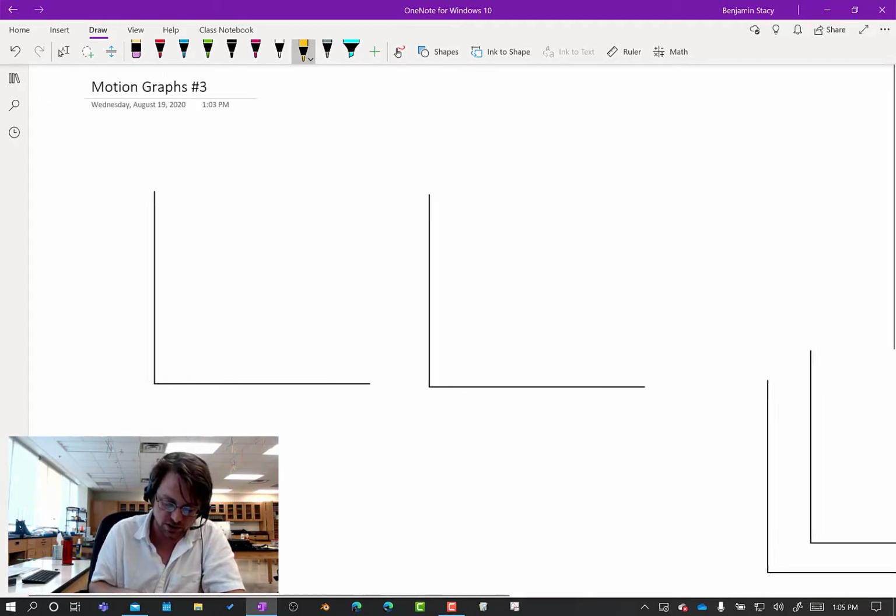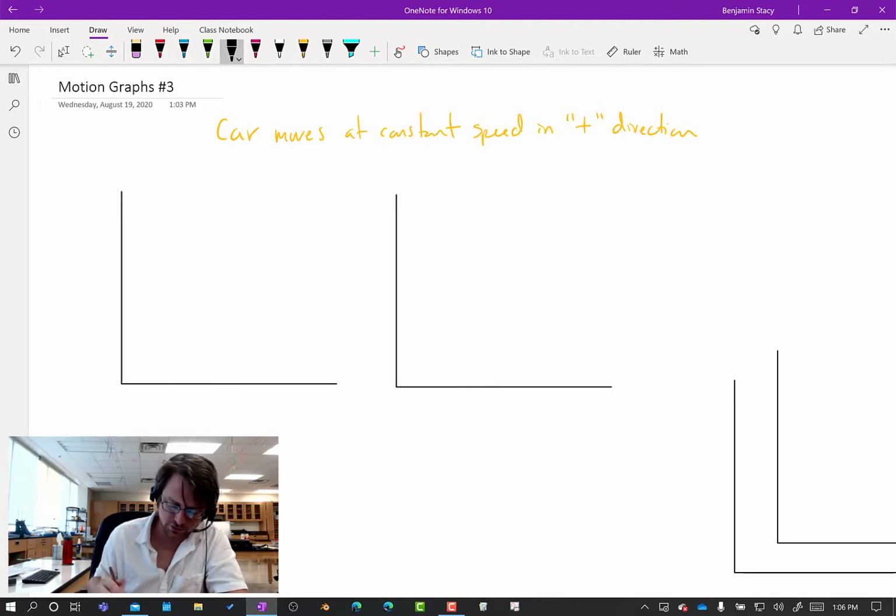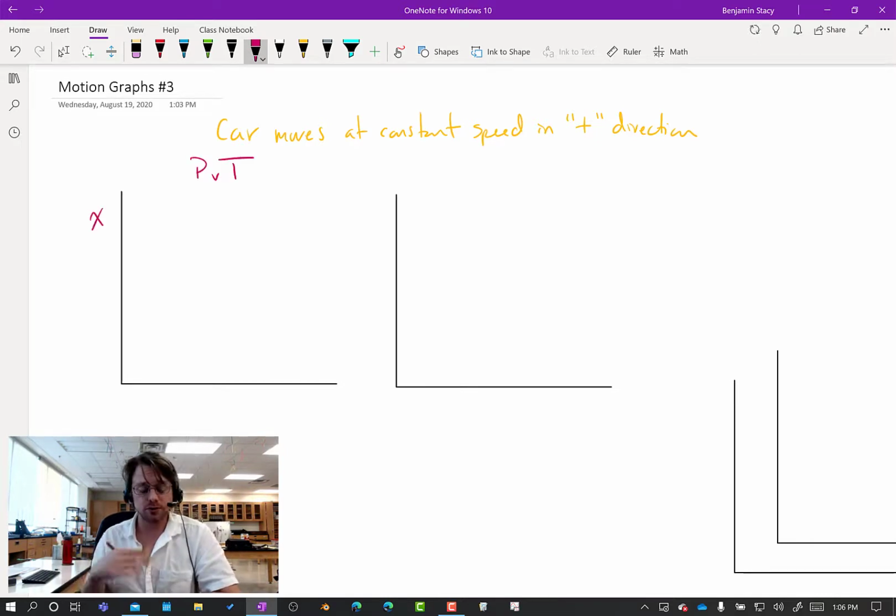Let's say that we have a car moving at constant speed in one direction. Let's make our position versus time graph right here. I need to label it PVT. It's going to be in the horizontal direction, so I'm going to use x to represent the position, and the position is on the y-axis, so the x symbol is on the y-axis. t is time on the x-axis.